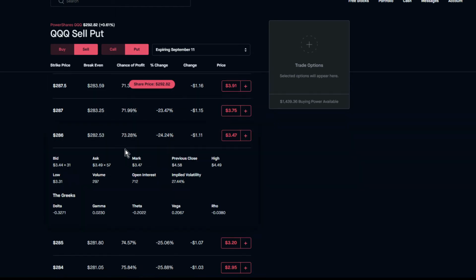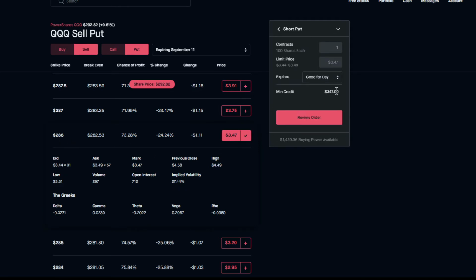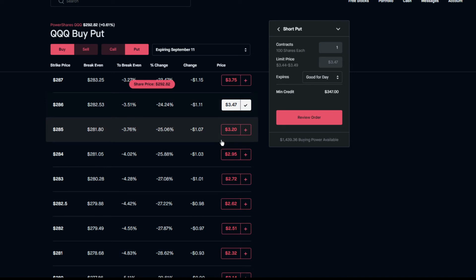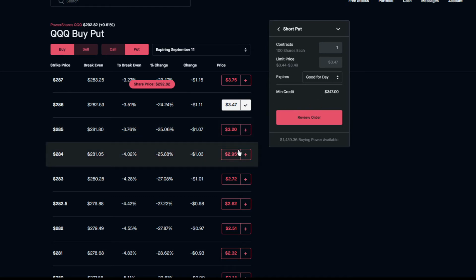So for example, let's say we were to choose this one right over here, 286, right? Now the credit would be 347, but there's a lot of collateral. So let's go back right over here, and you can choose one right under. The closer they are to each other, the less collateral it most likely asks you for. But the return wouldn't be as much.